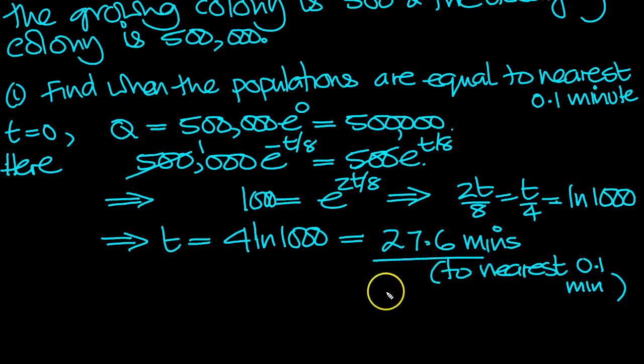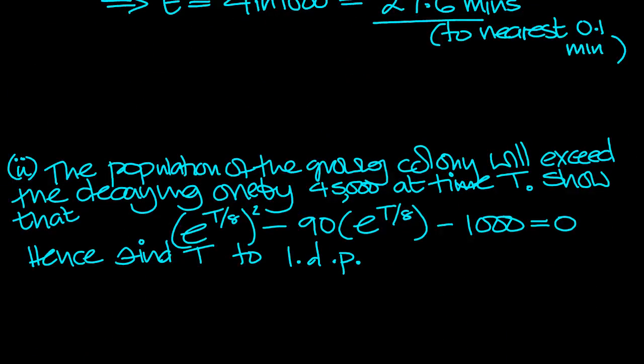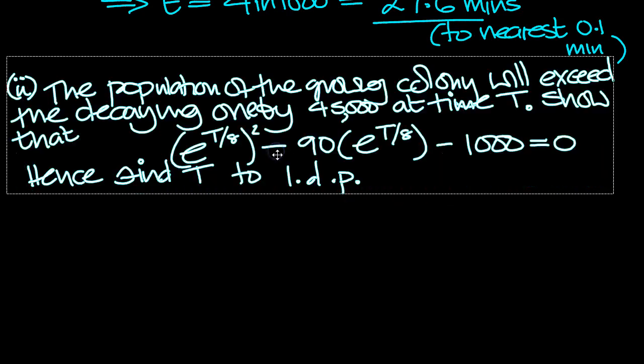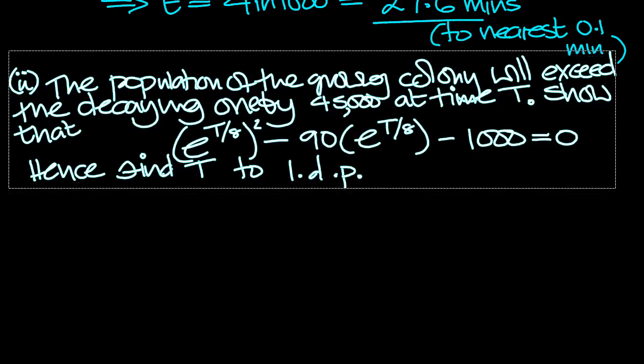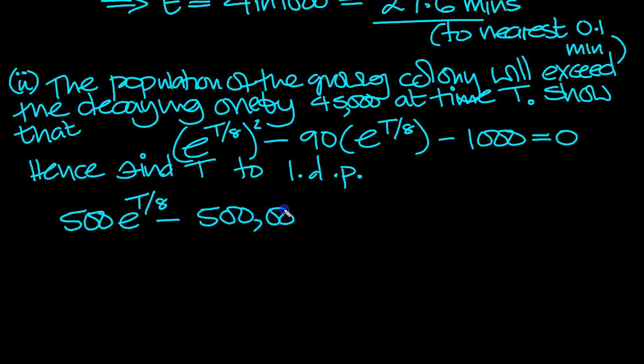Okay, so that's what we've got there. So that's part 1 then. Now part 2, which we'll move back up now to give us as much room as possible. The population of the growing colony will exceed the decaying one by 45,000 at time t. So the growing colony is 500 e to the t over 8 at time t, take away the decaying colony, e to the minus t over 8, and that equals 45,000.